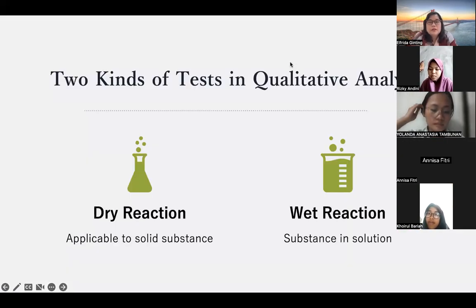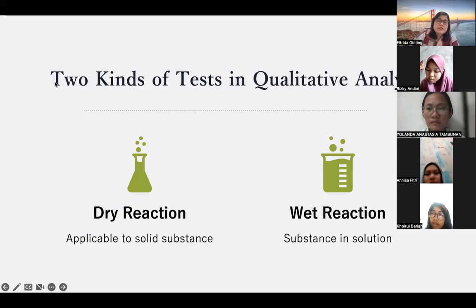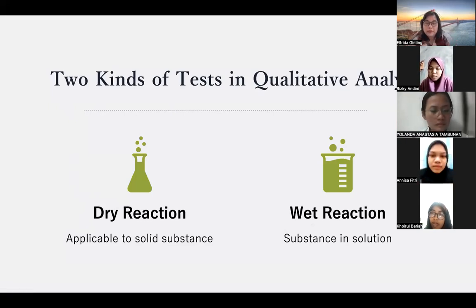Now, for qualitative analysis, we have two types of tests. So there are two types of tests. The first one is dry reaction, and the second one is wet reaction. So just from the terms dry and wet, we kind of know what kind of reaction it will be.